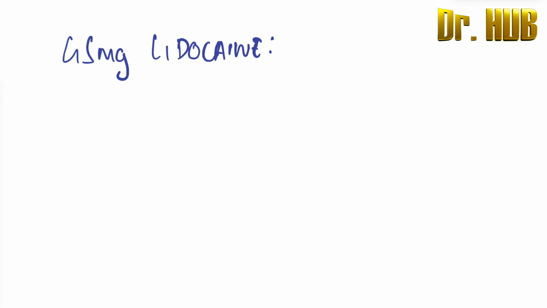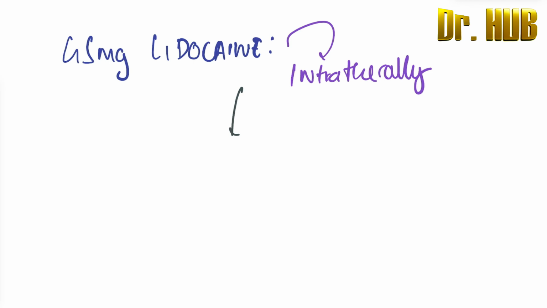So here, 3 ml of the lidocaine gives 45 mg of lidocaine. If this 45 mg of lidocaine is given intrathecally, it will produce a spinal anesthesia that should be rapidly apparent.